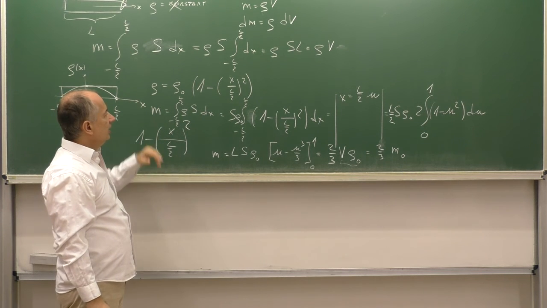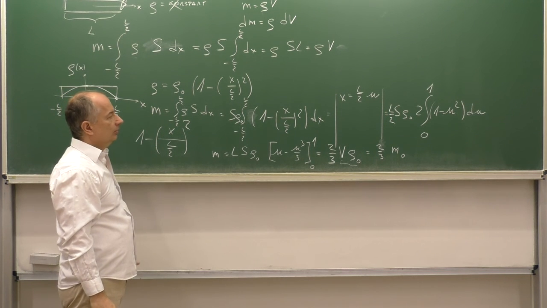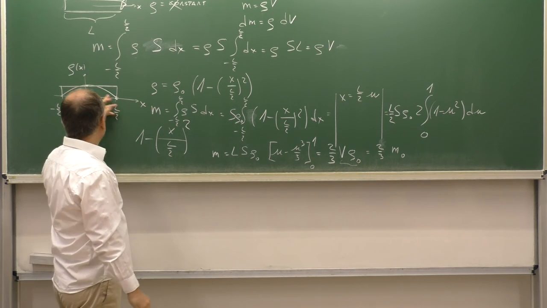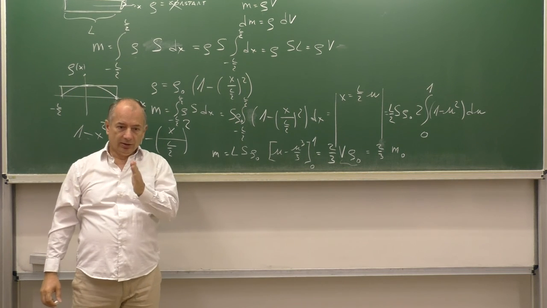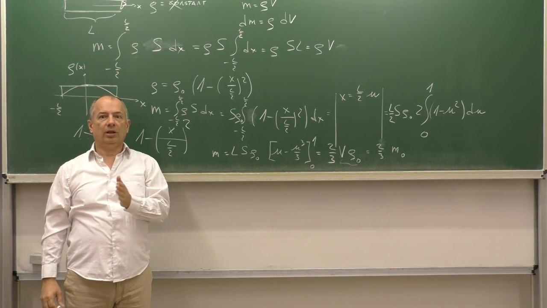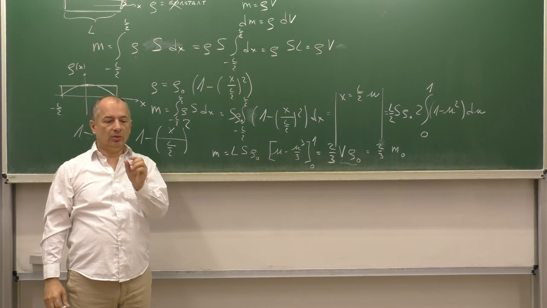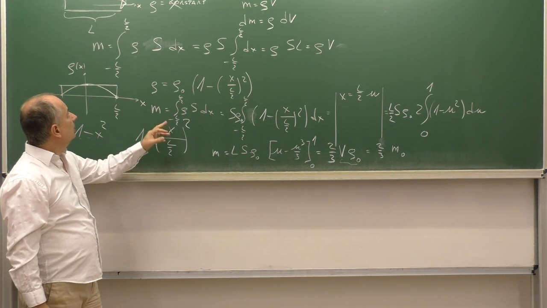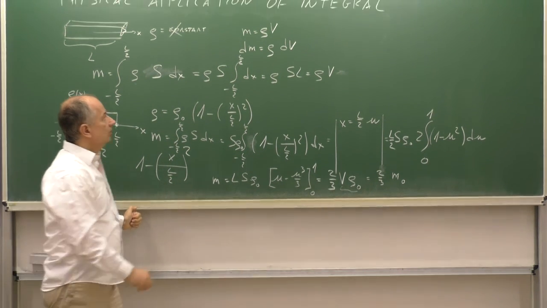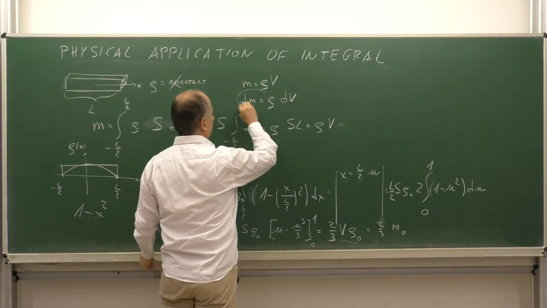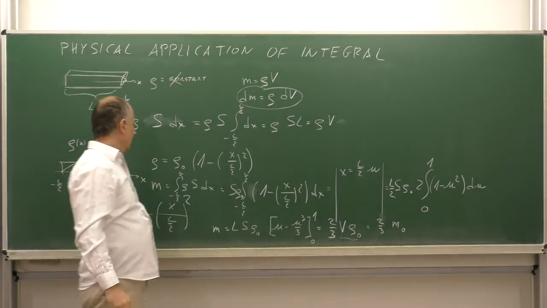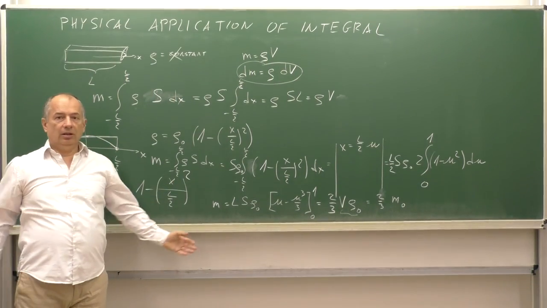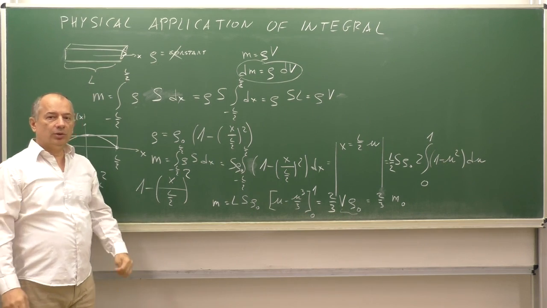So this is the main idea of integral calculus. If the problem is difficult, then we cut the system, we cut the object, we cut the body, we cut the problem into a large number of small pieces. We find the mass of one single piece, that was this relation, and then the integral accumulates all these contributions together.